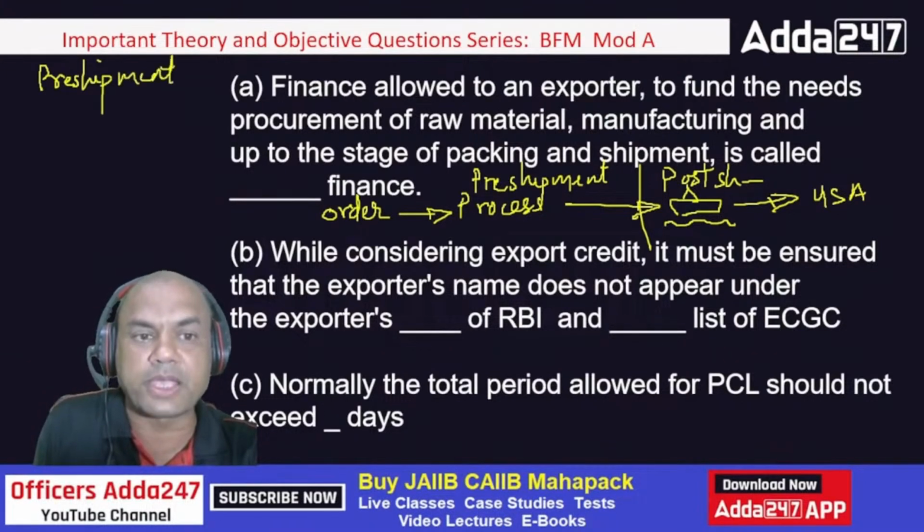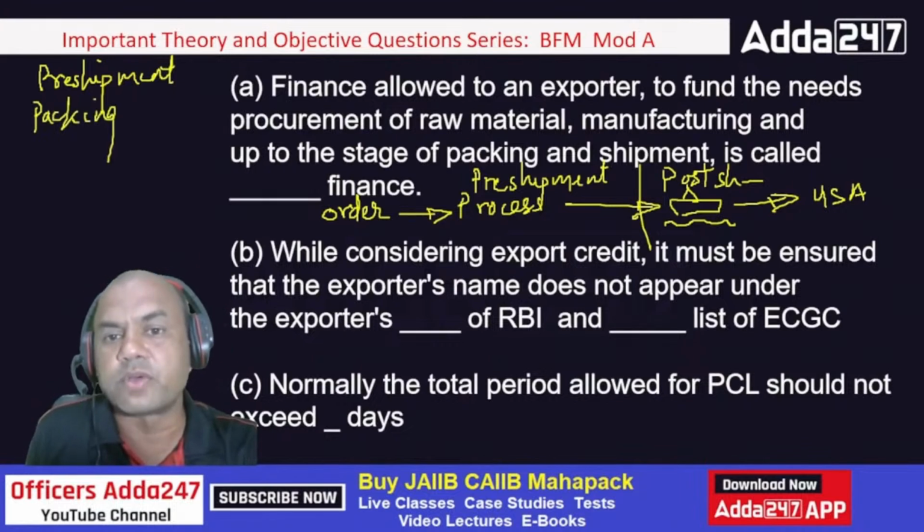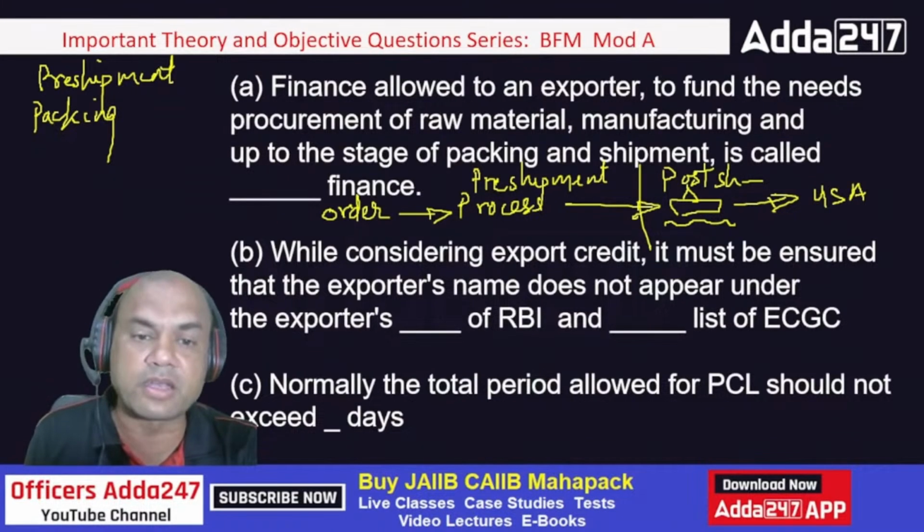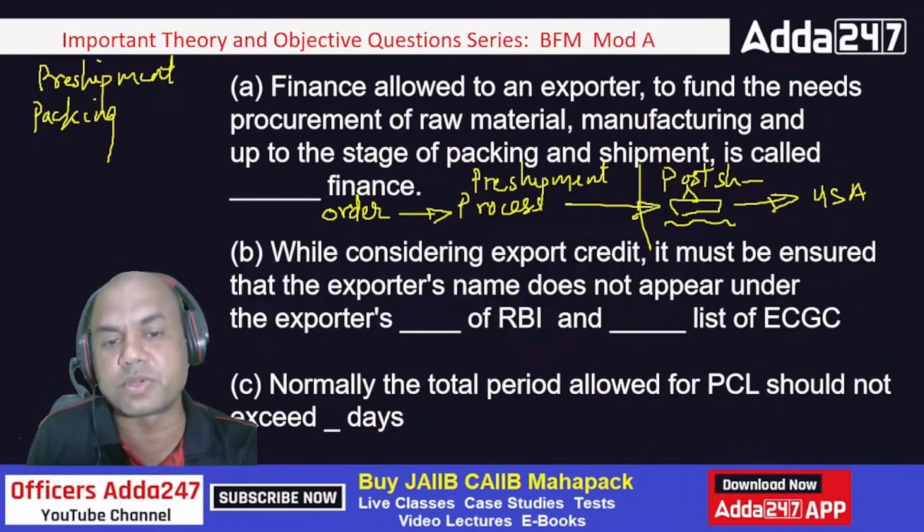And second is packing credit. Packing, that is also another name. Packing credit: finance allowed to an exporter to fund the needs of procurement of raw material and manufacturing, up to the stage of packaging and shipment, is called packing credit finance or pre-shipment finance.